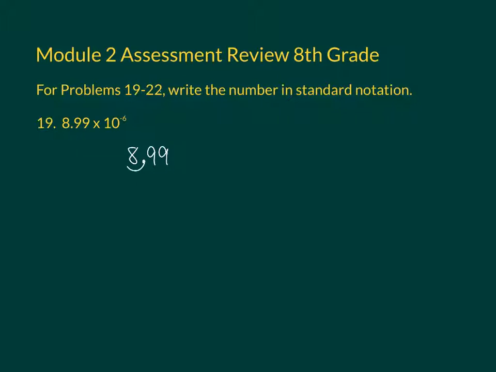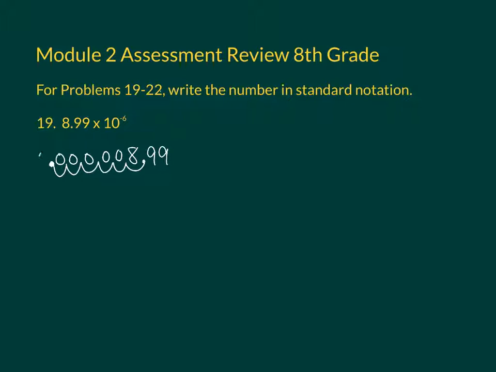So count 1, 2, 3, 4, 5, 6. I want to emphasize that this is not the number of zeros. That's the number of times you move the decimal. Now we fill in with zeros in the blank spaces because those are just our placeholders. So 1, 2, 3, 4. So we end up only having 5 zeros here. So please don't count zeros, just move that decimal.